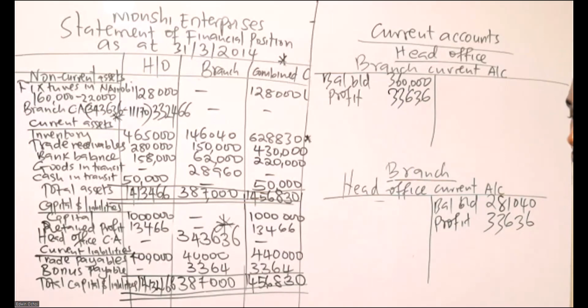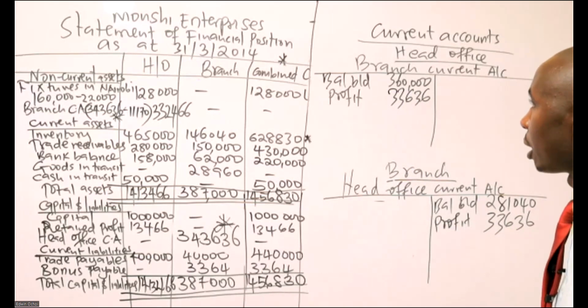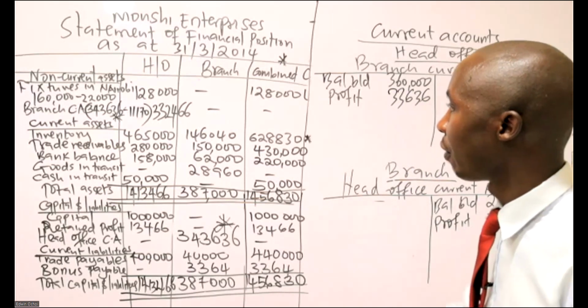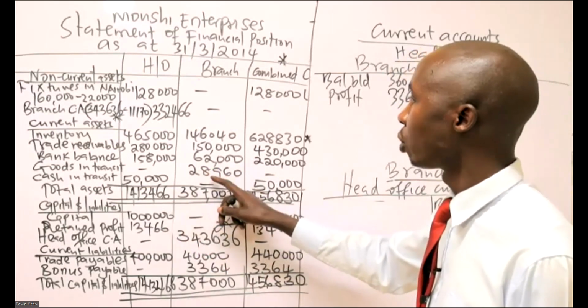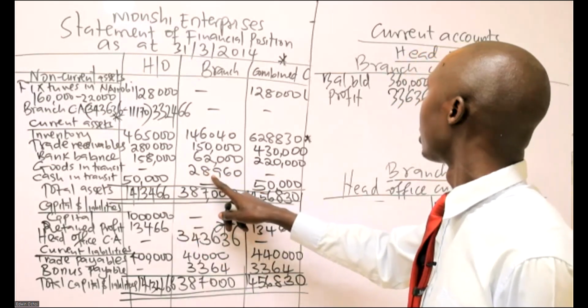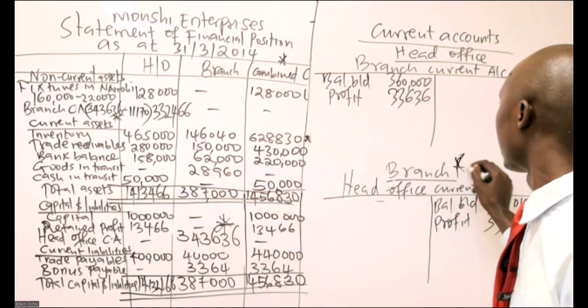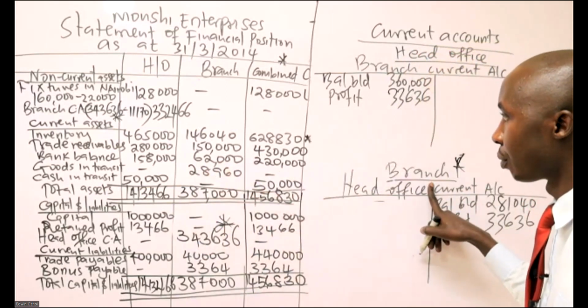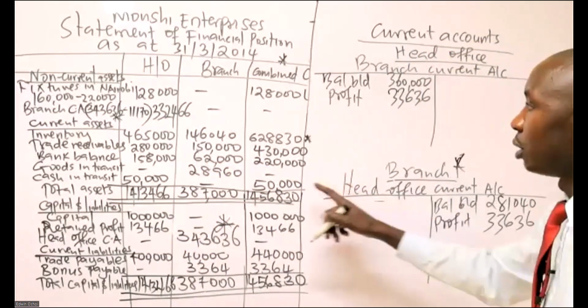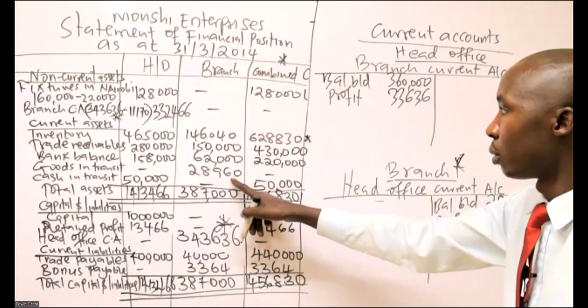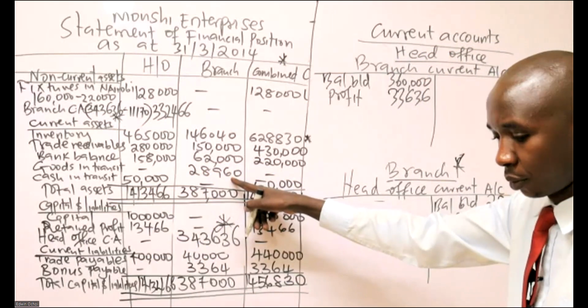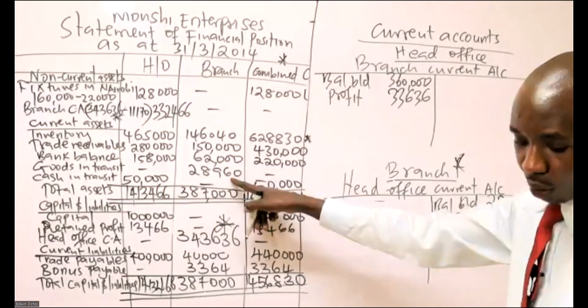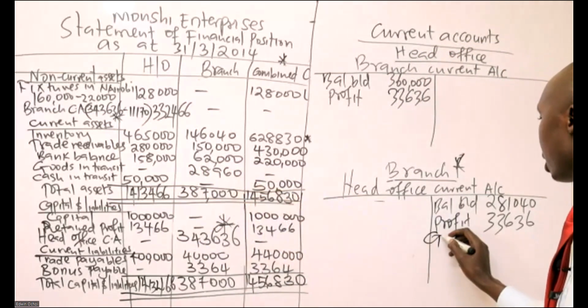Then you talk about goods in transit. So goods which were in transit were recorded by debiting. They were heading to where first? They were heading to the branch, and the branch maintains the head office current account. So here what we did, we added to stock by debiting. What am I supposed to do here? I credit.